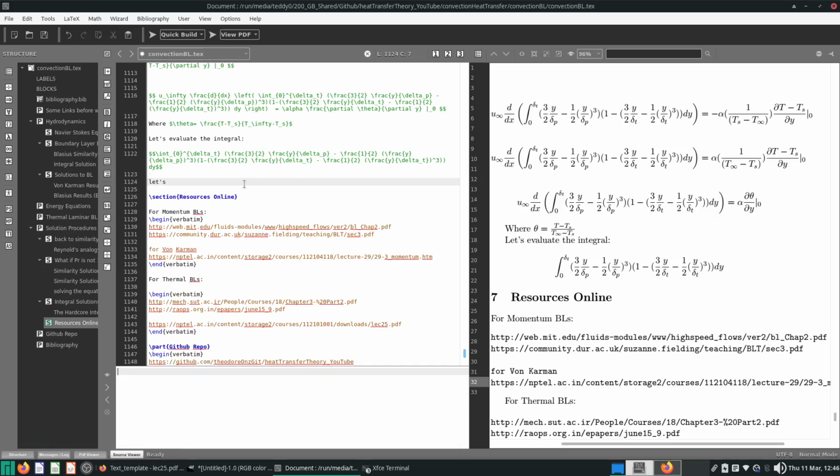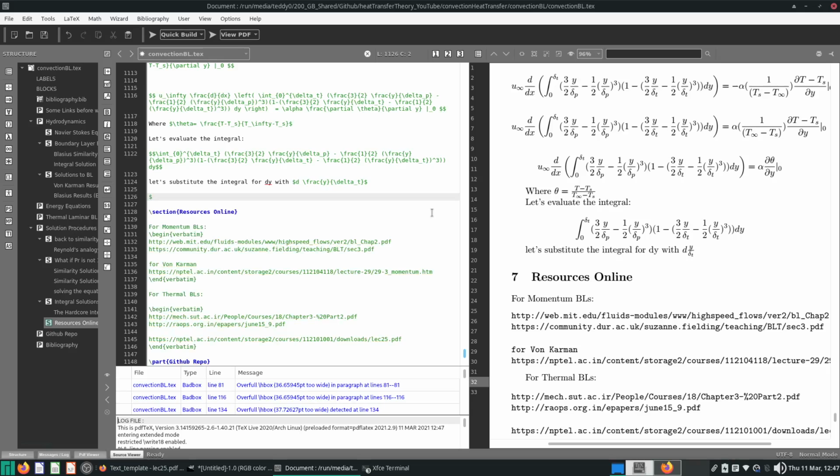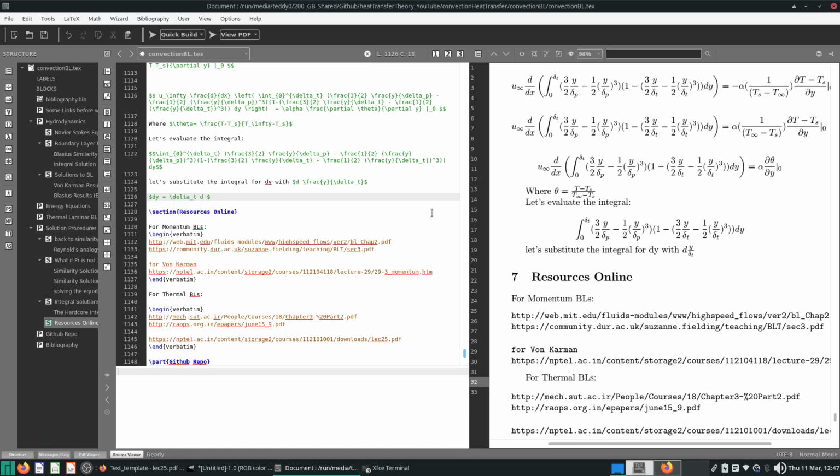Let's substitute the integral for dy with y over delta t. Not difficult. So how then do you do this? We can put dy equals delta t d of y over delta t, because delta t here is constant with respect to y, and delta p as well.